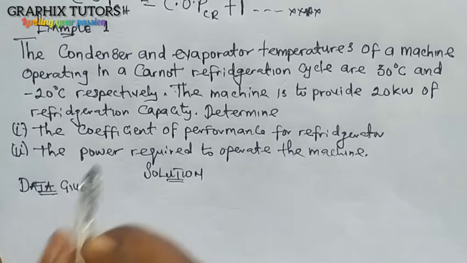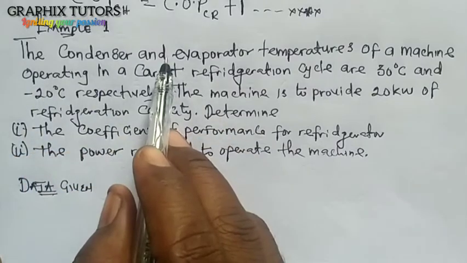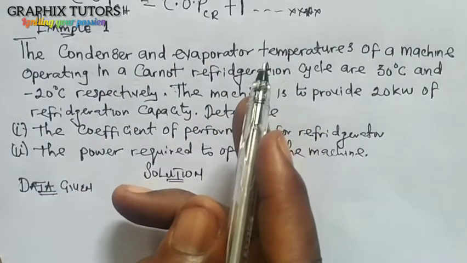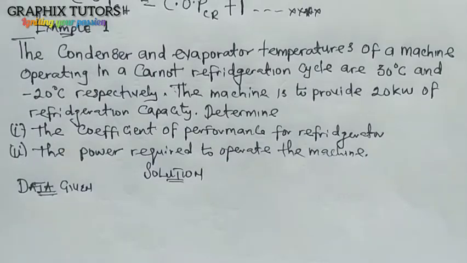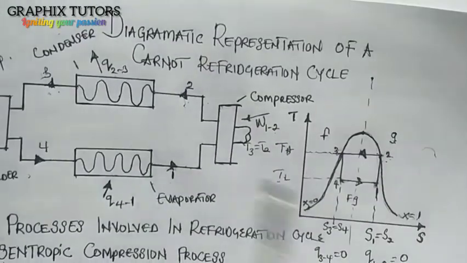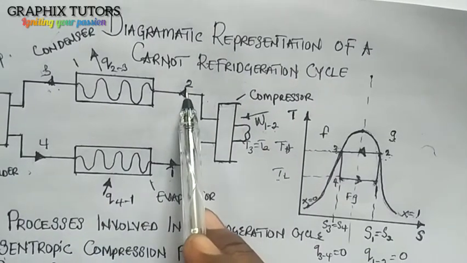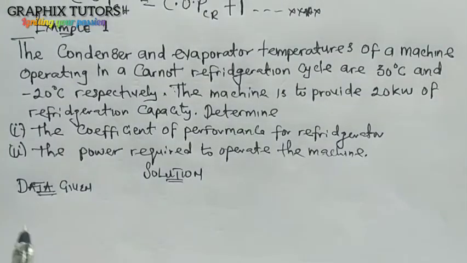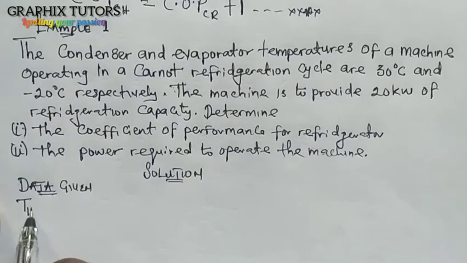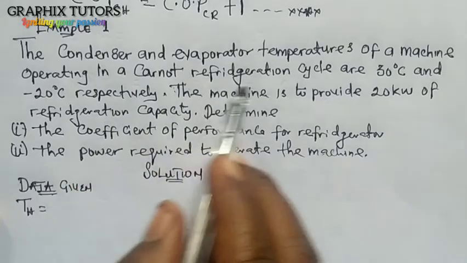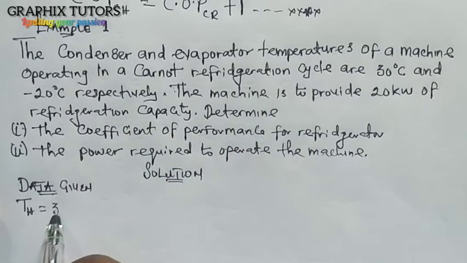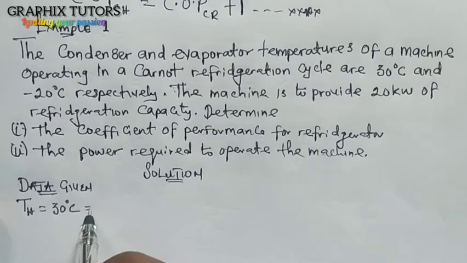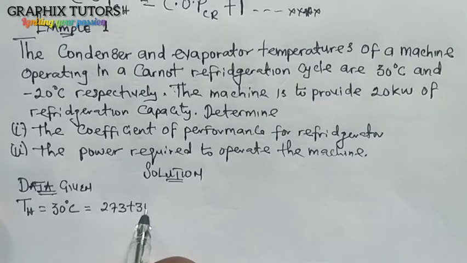I said the condenser is always at the high temperature, right? If you look at our analysis here, the condenser is always between state 2 and state 3, and state 2 and state 3 is always at the high temperature, TH. So that means my TH is equal to what? 30 degrees centigrade converted to Kelvin, it will be 273 plus 30, and that will give me 303, right?